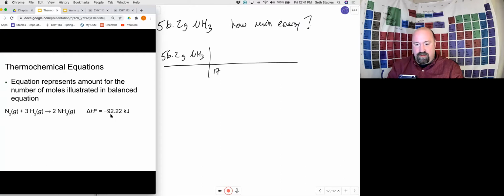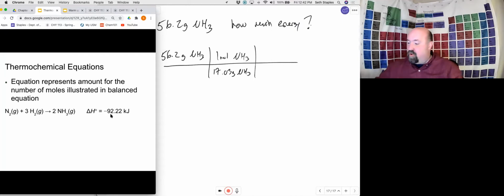14.0067 plus 3 times 1.008 is 17.03. So we're just converting over to moles of NH3.